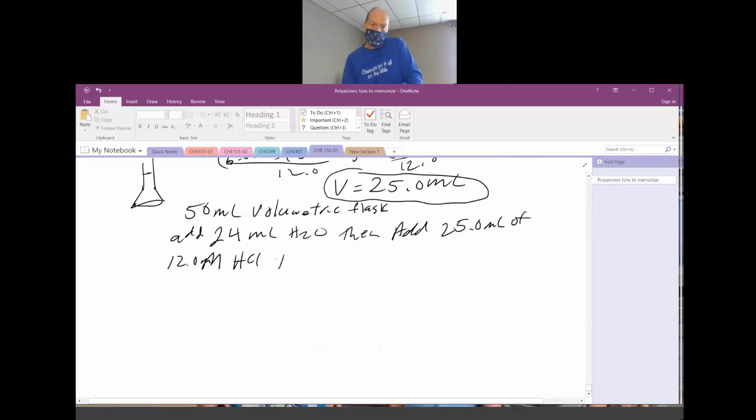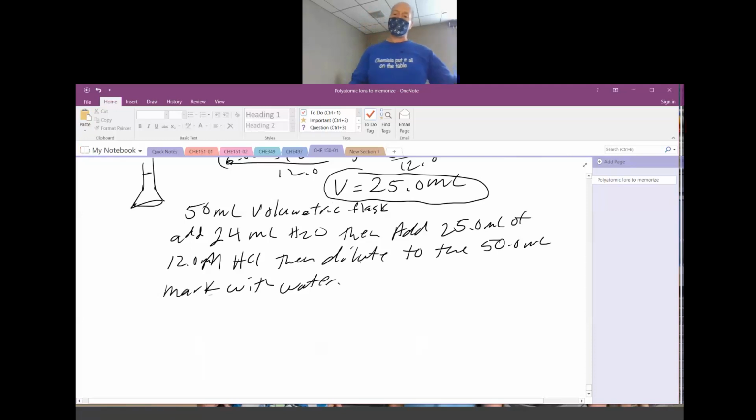And then dilute to the 50 mil mark with water. All right, so it's always dilute to the final volume whenever you're doing a molar concentration. All right, so always you add acid to water to disperse the heat. Do not add the water to the acid.